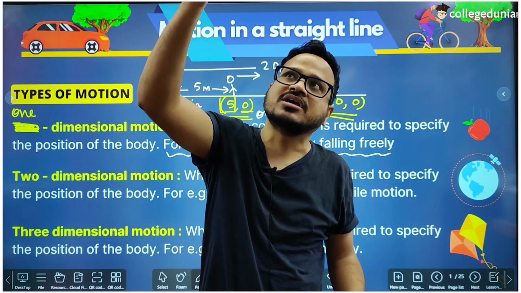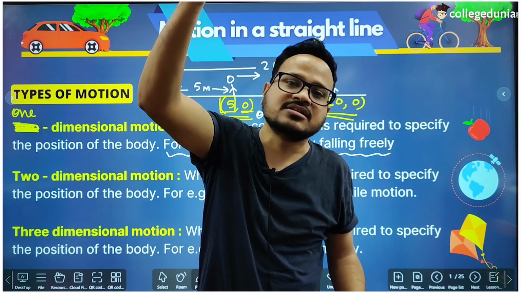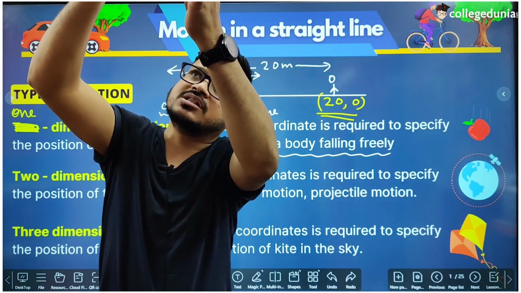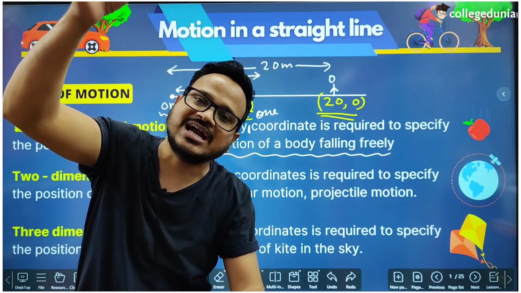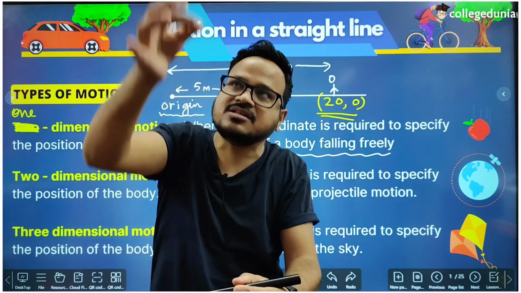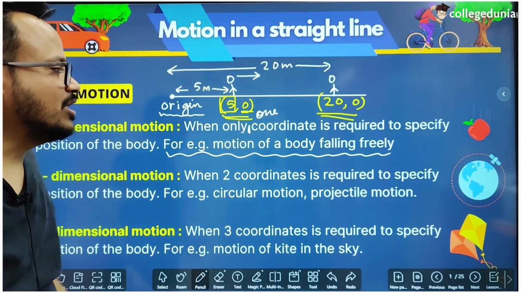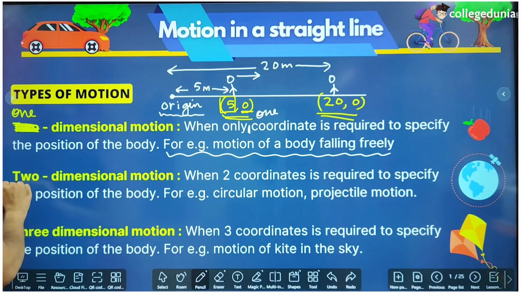from where you have dropped the body, this is the origin. And this is a fixed point. I know that I have dropped this body from this point. So you can specify the position of this body at any instant of time using just this distance, just the one coordinate. So that is one-dimensional motion.